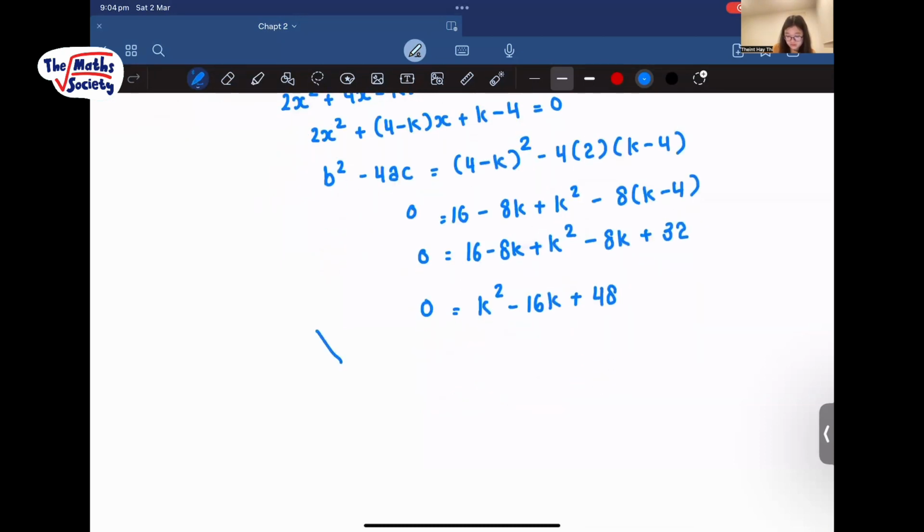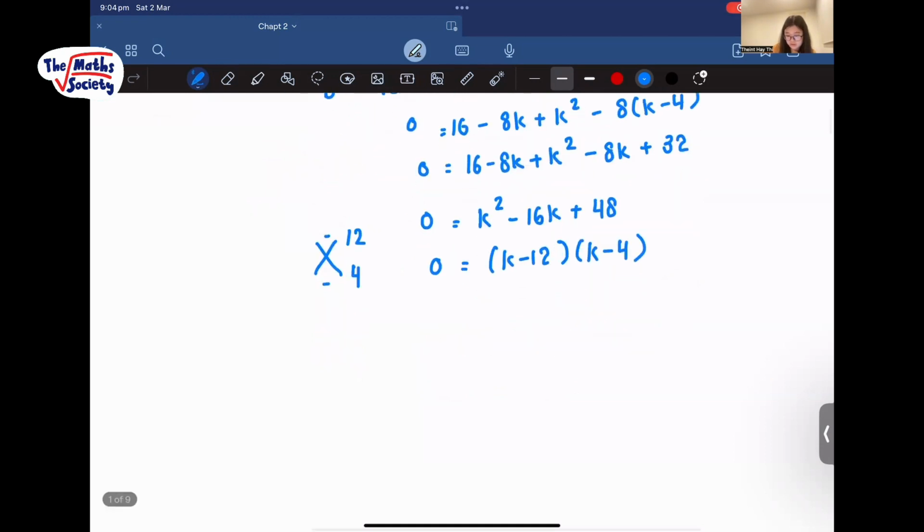And then we'll do the cross method, which is 48, 16, which would be 12, and then 4. And because it is a plus, we'll have 2 minus. So it'll be k minus 12, and then k minus 4. So then because it is equal to 0, you'll get k equal to 12, or k equal to 4.